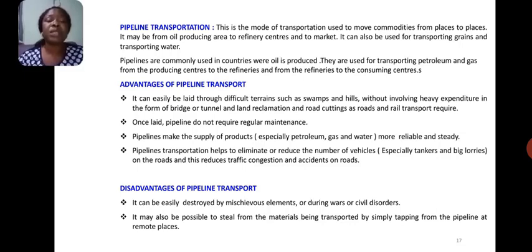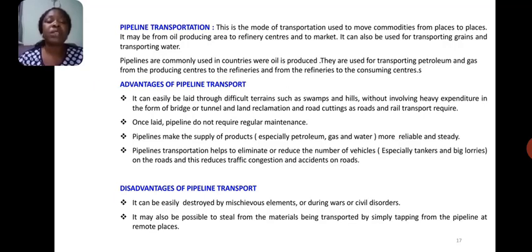We are here looking at the advantages of pipeline transport. It can easily be laid through difficult terrains, such as swamps and hills, without involving heavy expenditures in the form of bridge or tunnel, and land reclamation and road cutting as road and rail transport require.